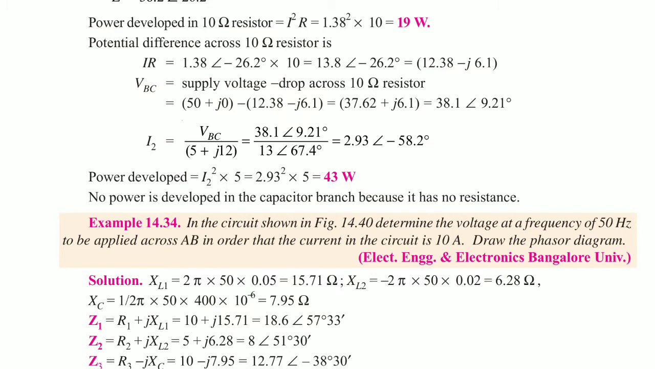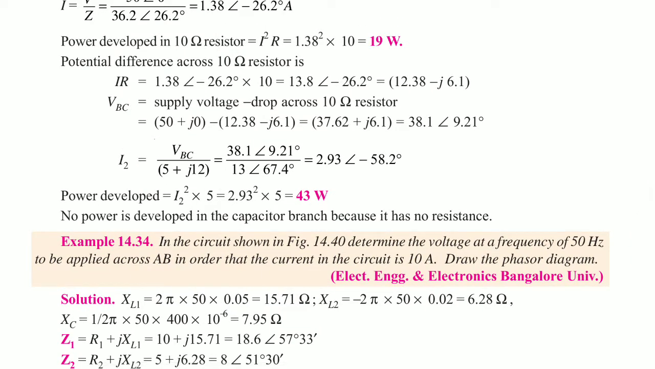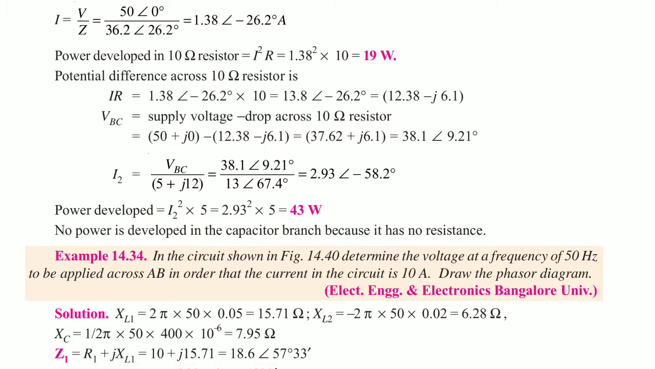Now the power developed in branch 2. Here the branch 2 current is I2 and the resistance is 5. So power is I2 square into R2, that is 2.93 whole square into 5, which gives 43 watts. No power is developed in the capacitor branch because it has no resistance.